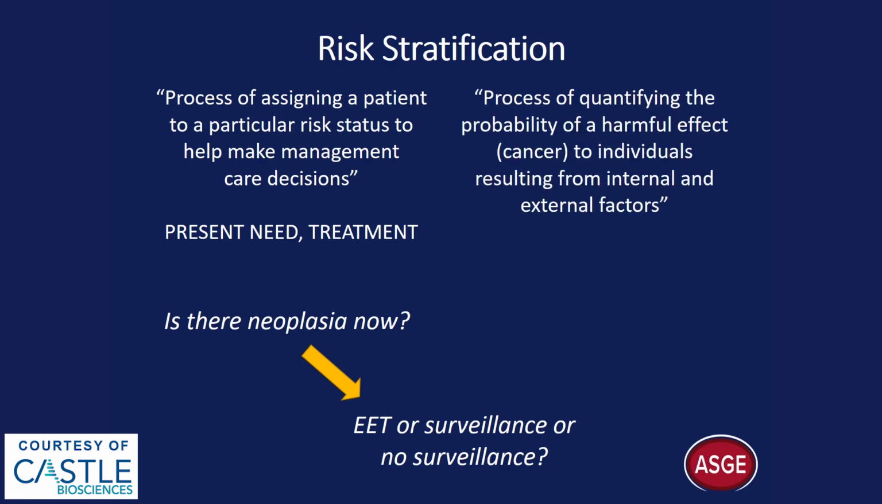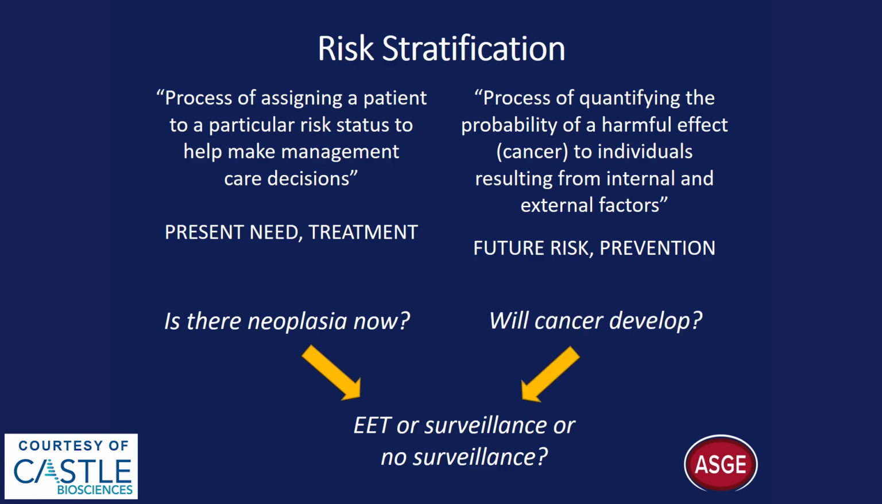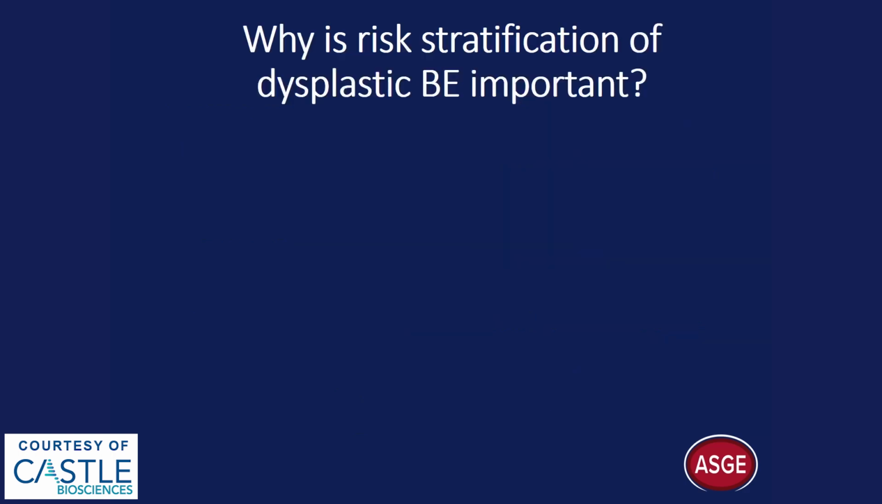It also includes the process of quantifying the probability of a harmful effect, like cancer, to individuals resulting from internal and external factors. This includes future risk and prevention, and therefore the question of will cancer develop can also impact decision-making regarding endoscopic therapy or surveillance.